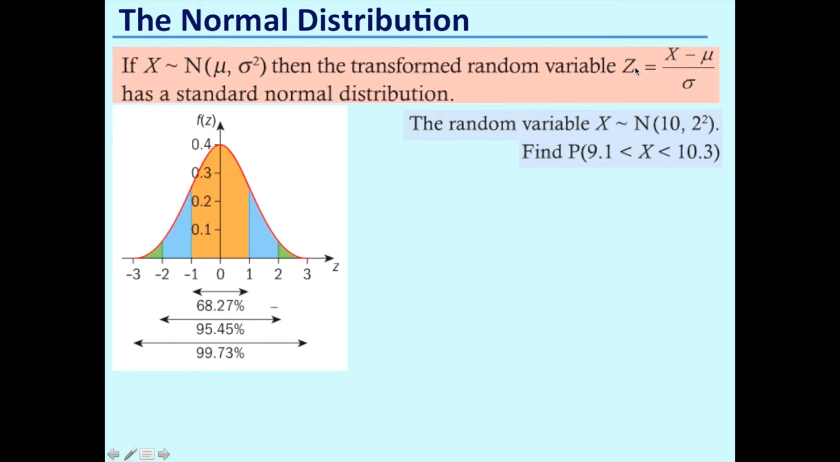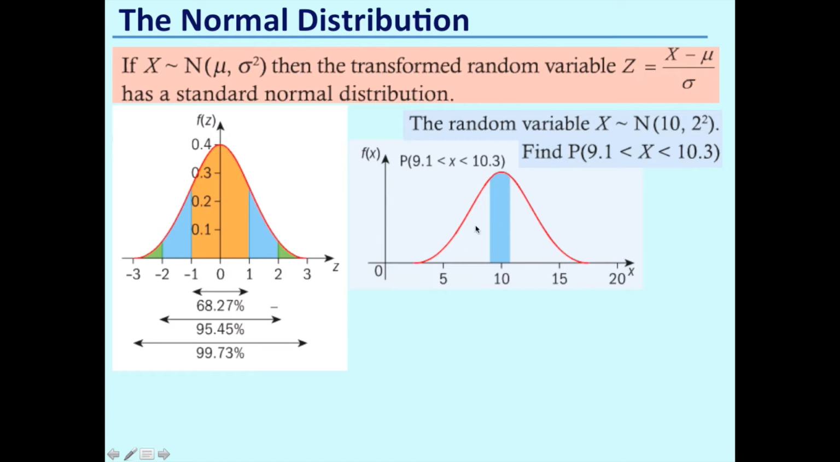using this variable z. We know it's going to be something like this, but first of all we need to convert each of these x values into z values so that we can use our calculator with the standard normal distribution. So first of all, if we look at our lower bound, it's going to be 9.1 minus 10. So in effect we're shifting the curve to the left here so that the mean is centered around 0. And we're then going to divide by the standard deviation, which is 2, so that we have the same shape as the standard normal distribution. And that gives us negative 0.45.